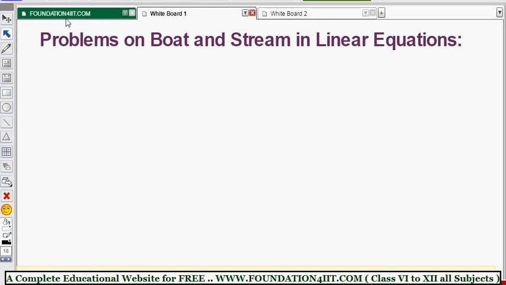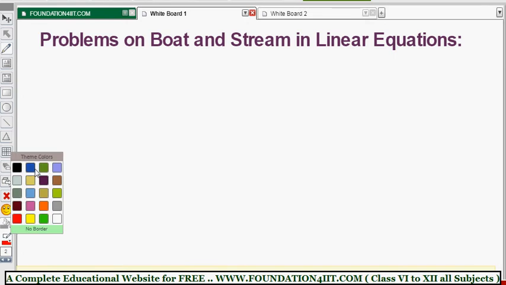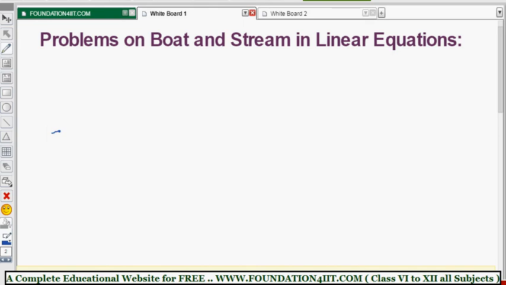So let's continue some problems on boat and stream. In this topic from linear equations, we'll see how to solve the questions related to boat and stream. Generally, when you observe the stream, if you take one boat on still water, for example, when the water is not at all flowing, that means this is still water.